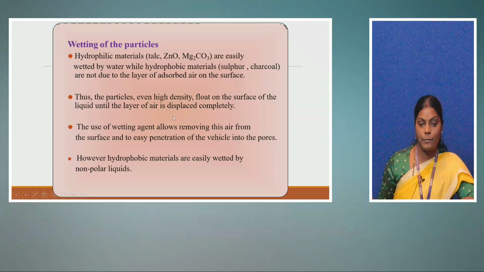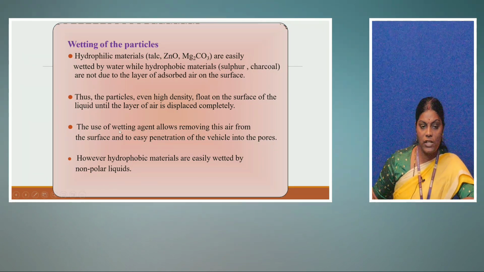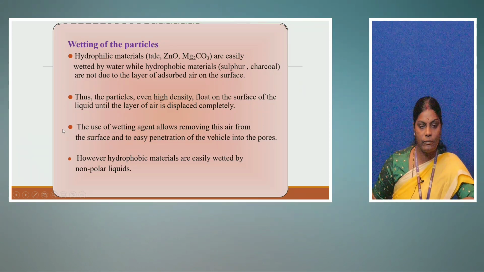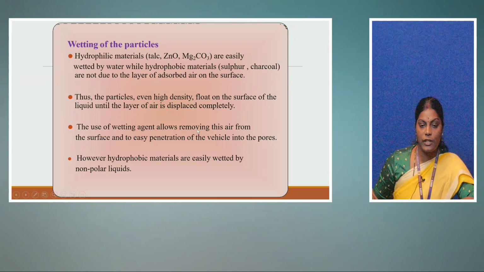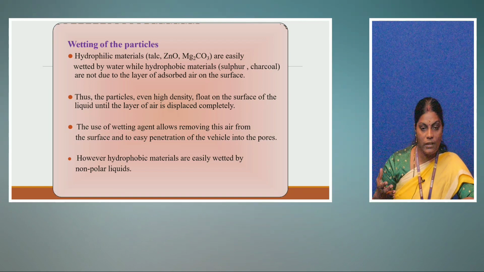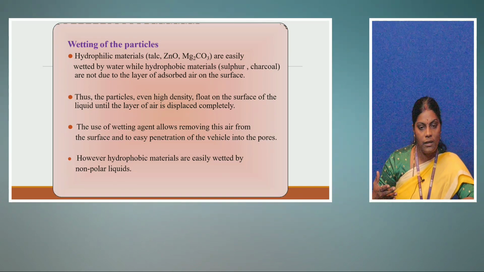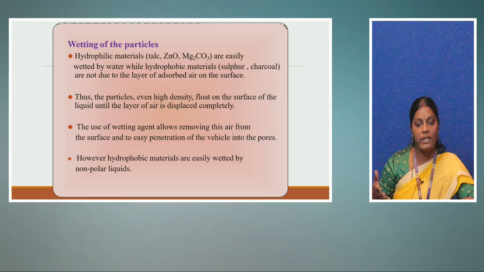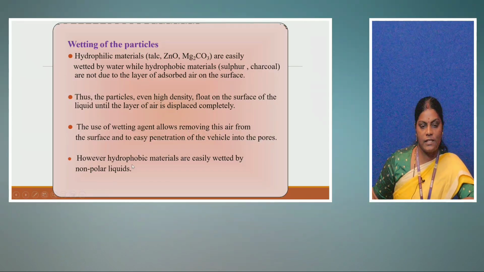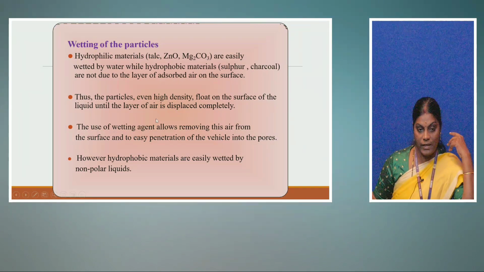To impart dispersibility to the particle, we need to make sure that the particle is wetted by the liquid medium. To improve the wettability of the particles in the liquid medium, we have to use some wetting agents. These wetting agents remove the air that is entrapped between the void spaces. In that way, they impart the wetting property to the solid substances. Examples of wetting agents are glycerin, polyethylene glycols, or sometimes surfactants like Tweens and Spans.